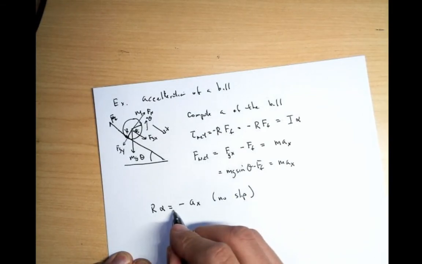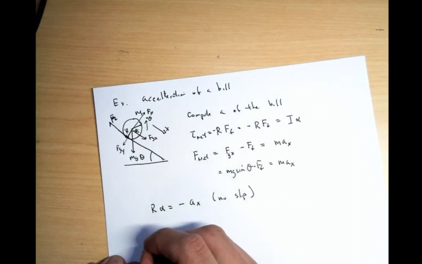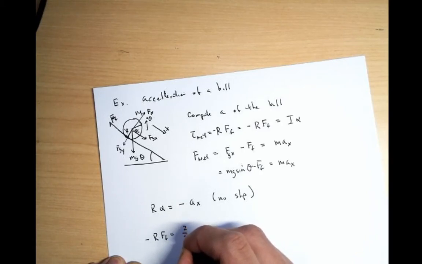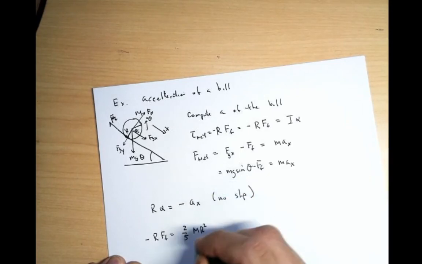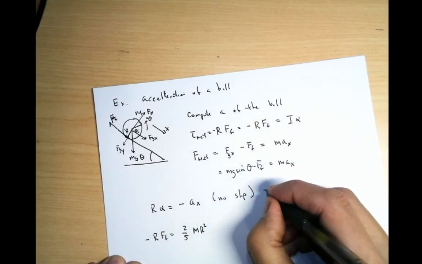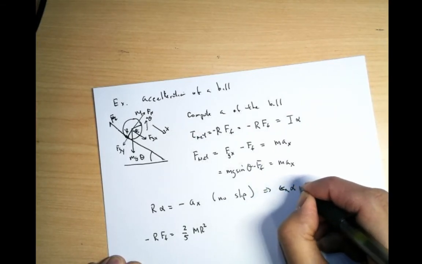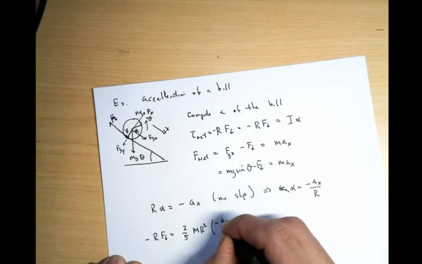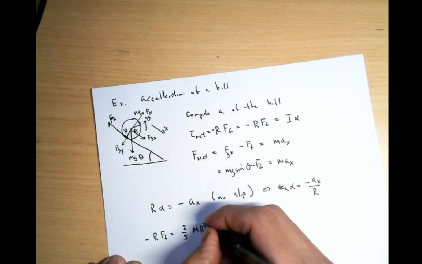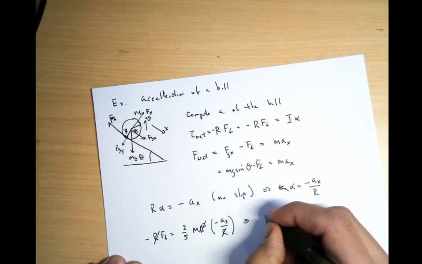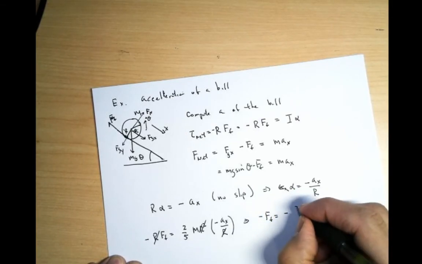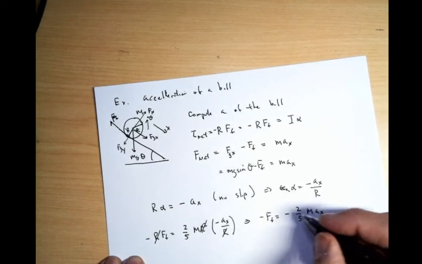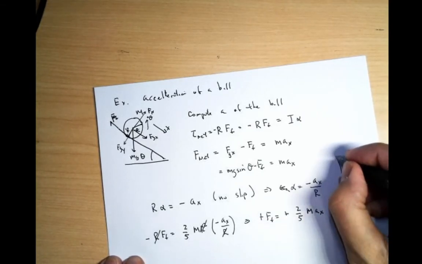And now let's plug this in. It's going to be minus R times F_f is equal to, now this is a ball, not a disk, so it's 2/5 M R squared times alpha, and alpha is equal to minus a sub x over R. Okay, that kills this one, that kills that one, and that kills that one again. So minus F_f is equal to minus 2/5 m a sub x. Okay? That means we can turn that positive, and we'll plug it into the force equation.